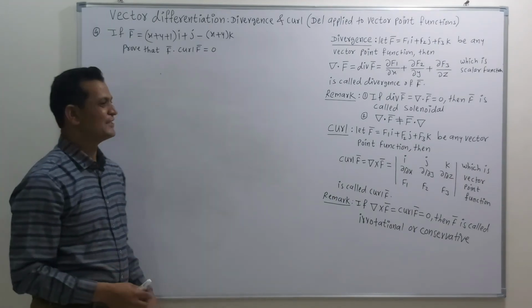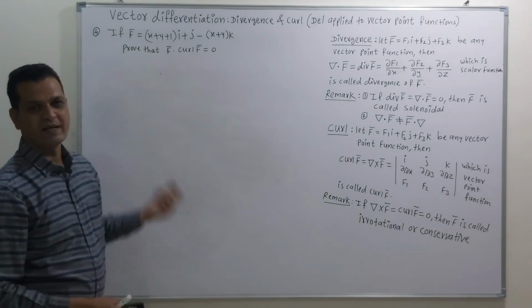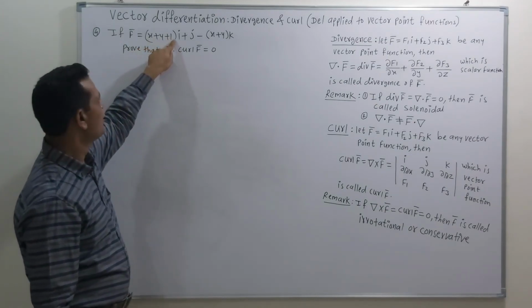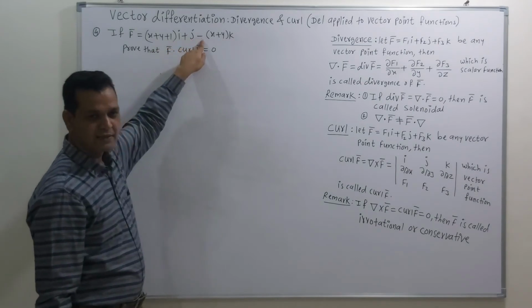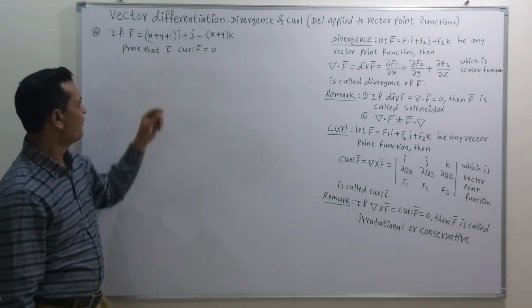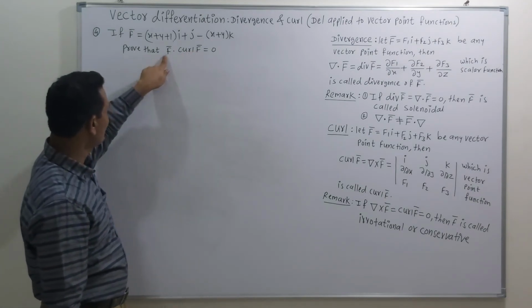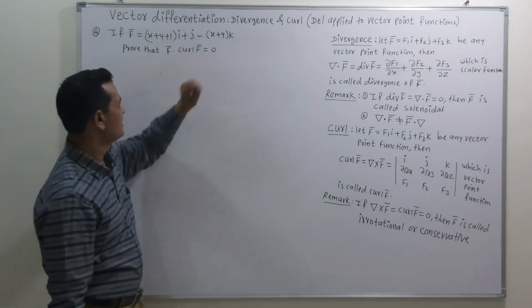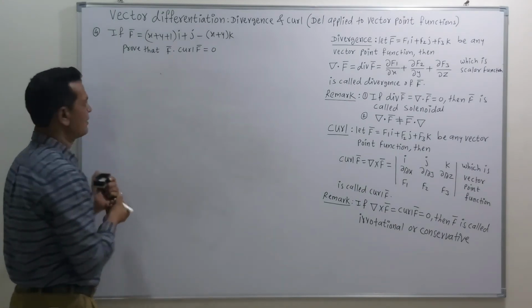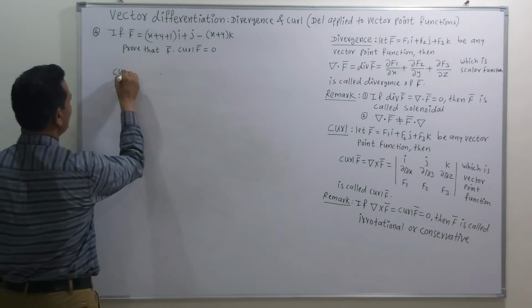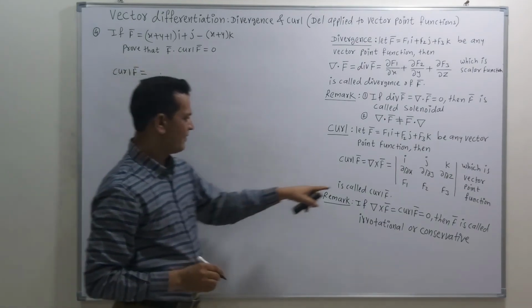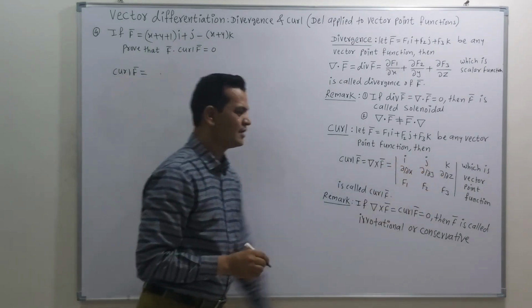Now friends, the next example is: vector F bar is given as (x plus y plus 1) i plus j minus (x plus y) k, and the question is to prove that the curl of F bar dot product with F bar is 0. So first our aim is to find the value of curl of F bar. If we try to find the value of curl of F bar, then according to this definition we can write this as a determinant.